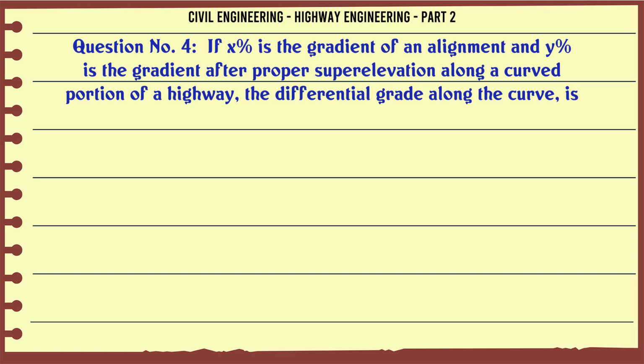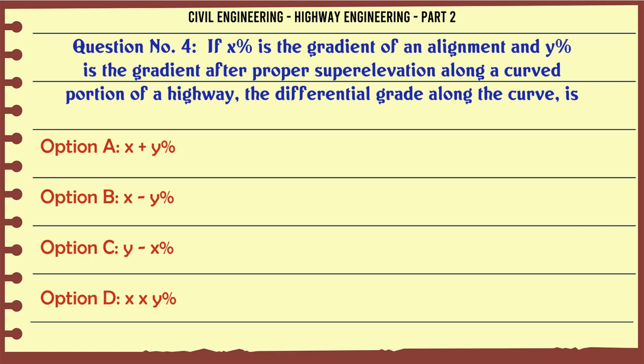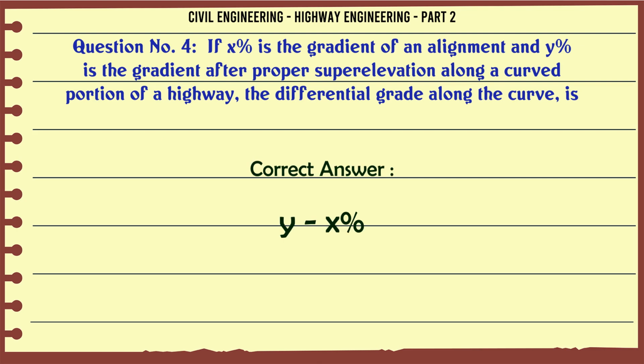If x is the gradient of an alignment and y is the gradient after proper superelevation along a curved portion of a highway, the differential grade along the curve is A. X-Y, B. XY, C. Y-X, D. X by Y. The correct answer is Y-X.